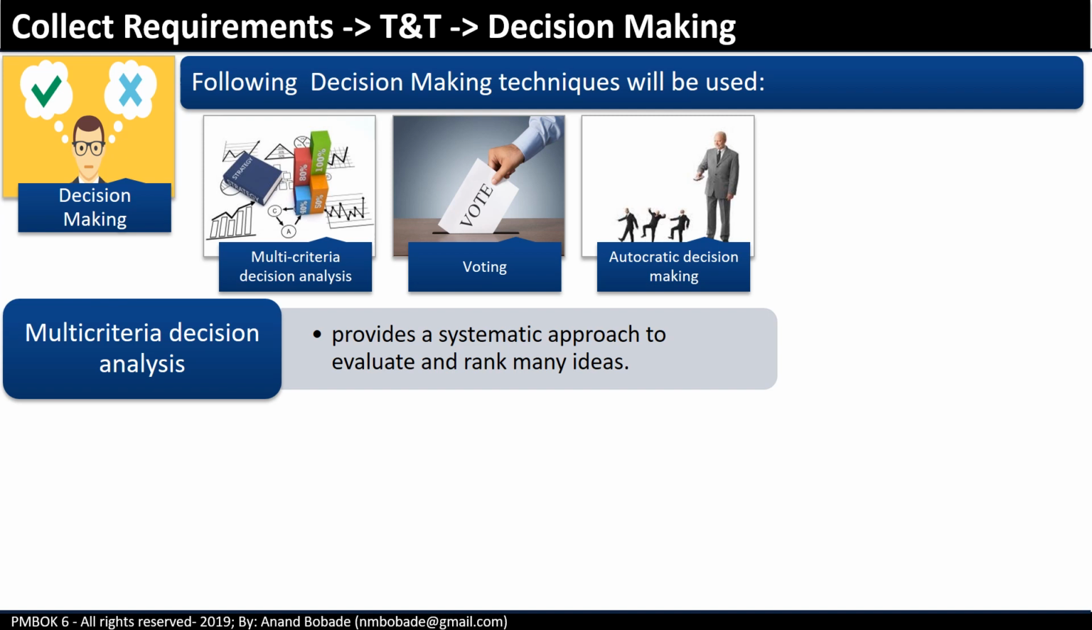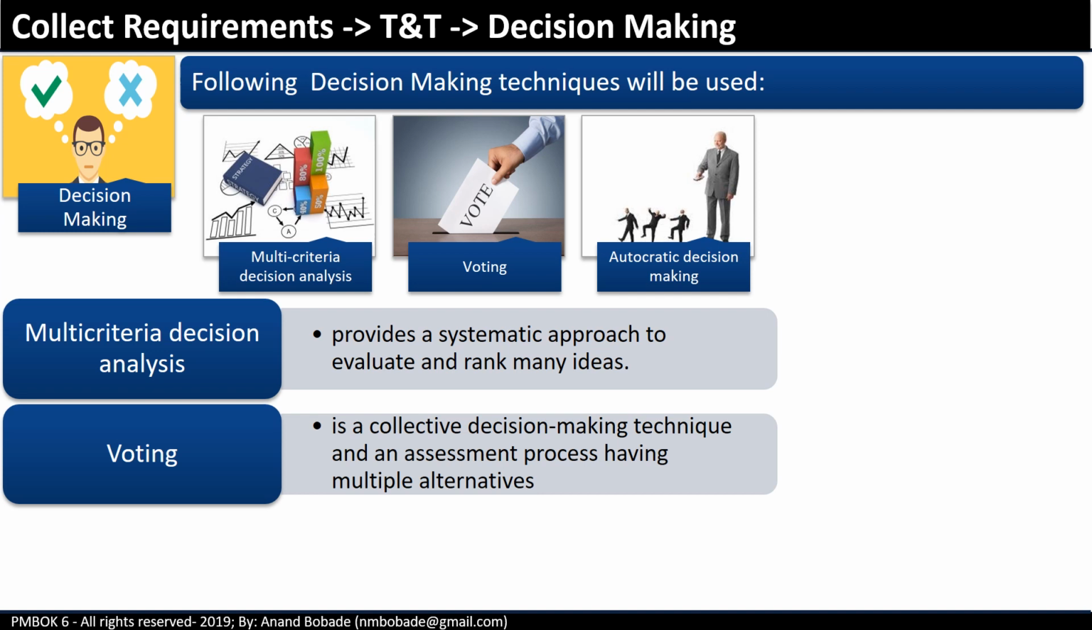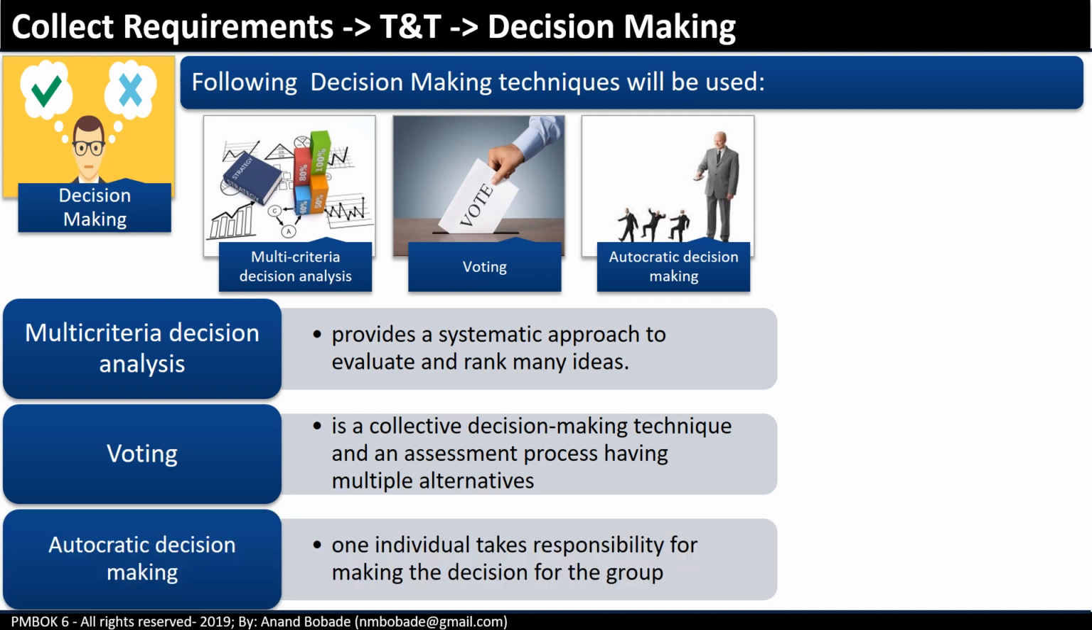Multi-criteria decision analysis provides a systematic approach to evaluate and rank many ideas or requirements. Once the analysis is complete, then it is time to make a decision. Voting is a collective decision-making technique and an assessment process having multiple alternatives. The decision might be based upon unanimity, where everyone agrees; majority, where more than 50% of members support your idea; and plurality, where the largest block of votes in a group decides the outcome. And finally, autocratic decision making is the process where one individual takes the responsibility of making the decision for the group.